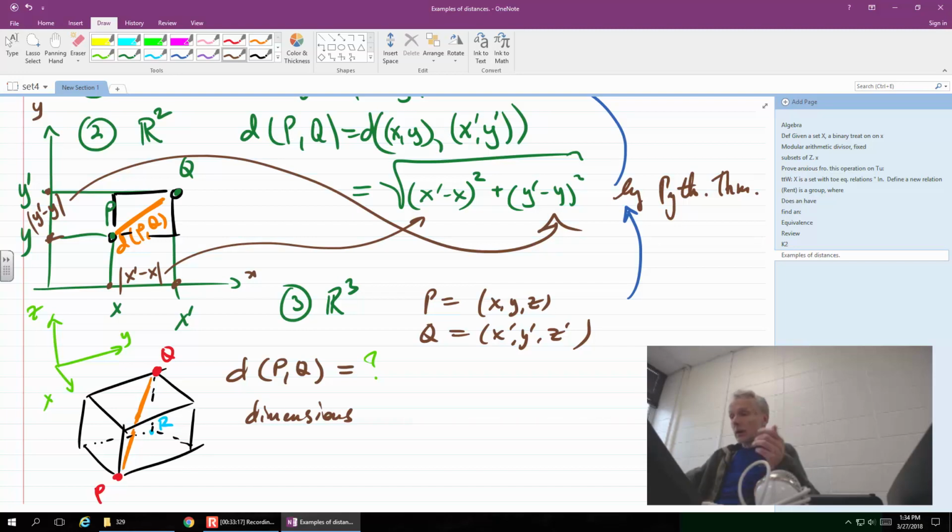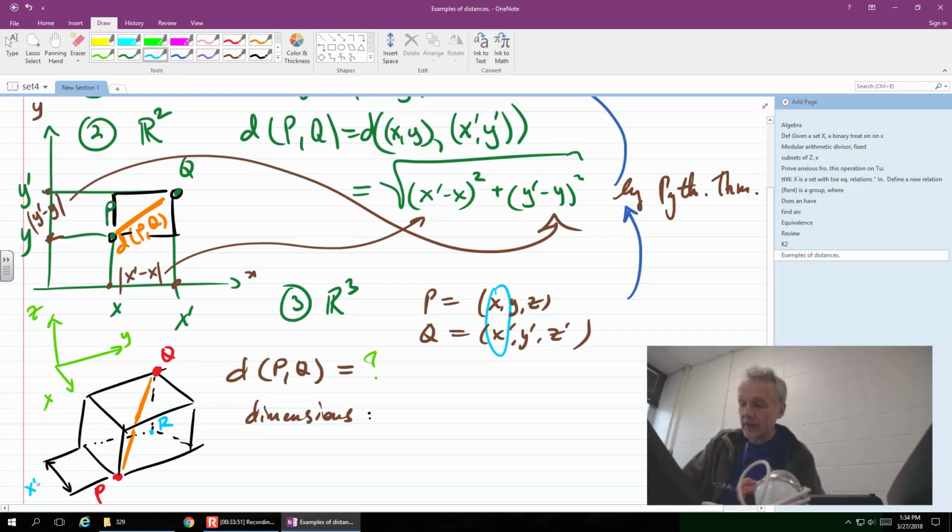Okay. So what are the dimensions of the box? What is this distance? What is this dimension? P is x, y, z, and Q is x prime, y prime, z prime. So along the x-axis we measure the distance, and they are all treated separately. So it will be simply x prime minus x, absolute value, just as in the two-dimensional or one-dimensional case.